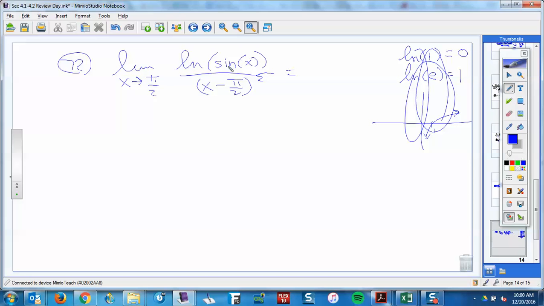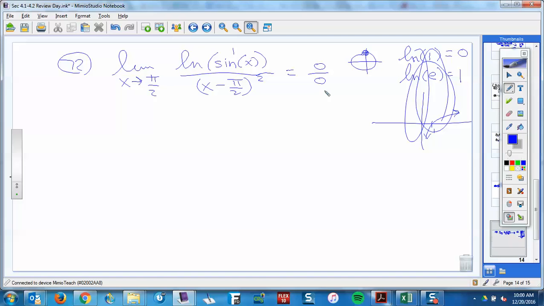So anyway, we put in pi halves. You got to know sine of pi halves. Sine of pi halves is not 0. Sine of pi halves is 1. On the unit circle, sine is the y, and pi halves is right there. Sine of pi halves is 1. What's ln of 1? 0. Pi halves minus pi halves, 0. Okay, so we get 0 over 0.